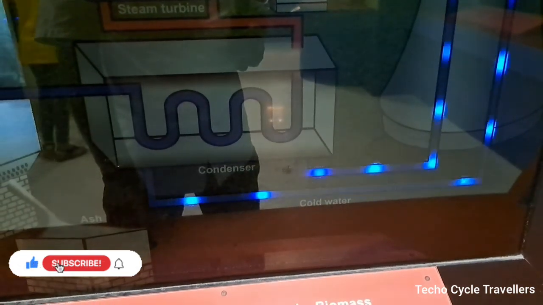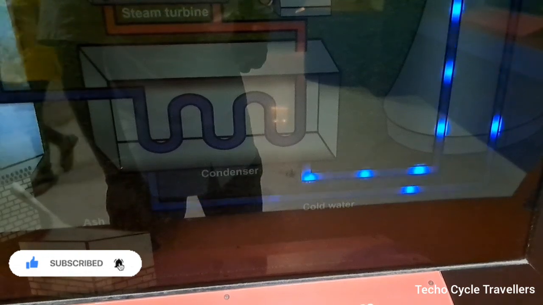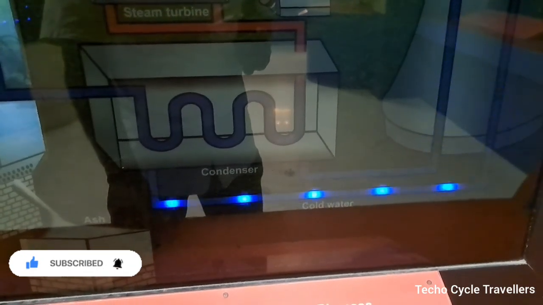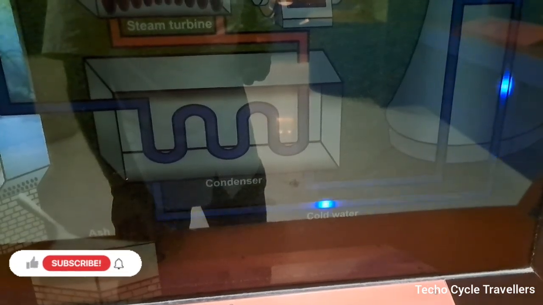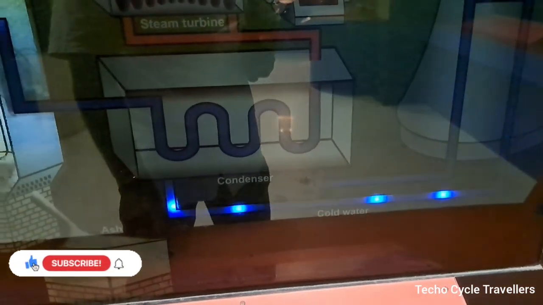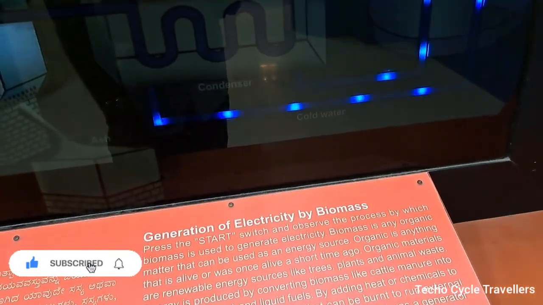Energy is produced by converting biomass like cattle manure into gas, methane. Liquid fuels: by adding heat or chemicals to the biomass, it produces a fuel that can be burnt to run an external combustion engine.